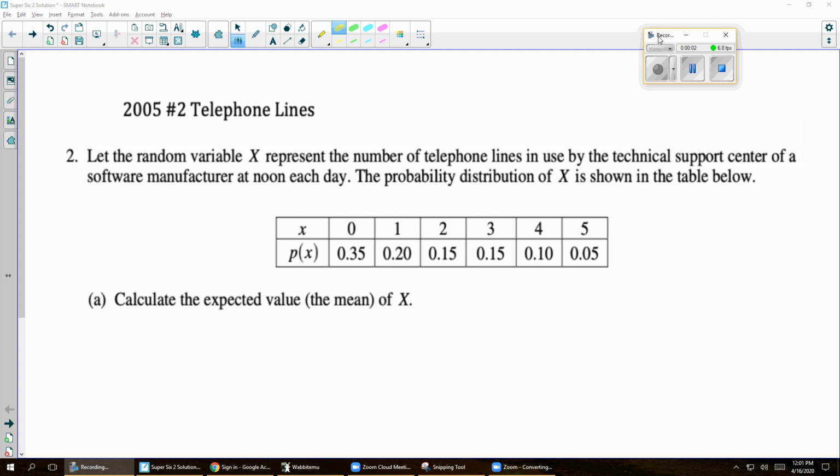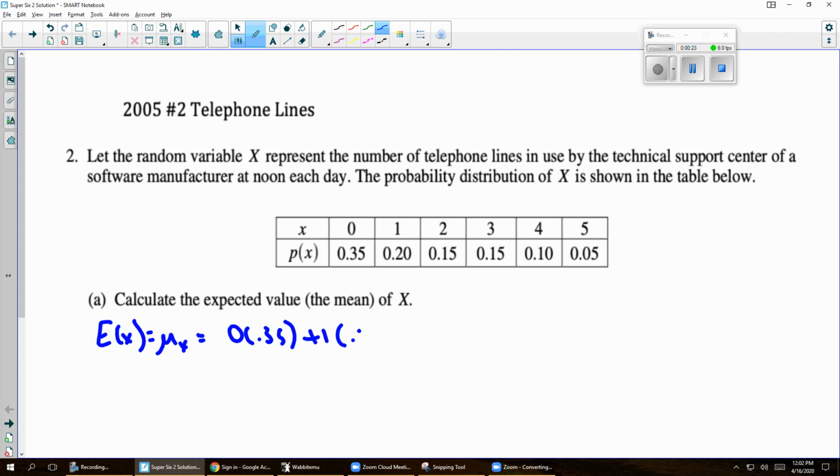Looking at question number 2, it says let the random variable x represent the number of phone lines in use in a technical support center of a software manufacturer at noon each day. Here's the probability distribution, and calculate the expected value or the mean of x. The expected value is calculated by taking each of the numbers and multiplying them by their respective probabilities. And it's okay to use these ellipses as you write.